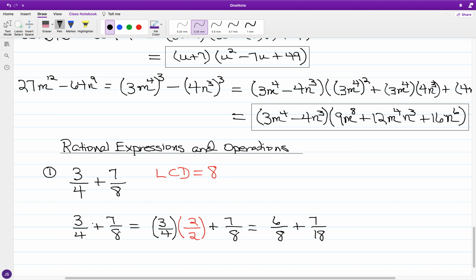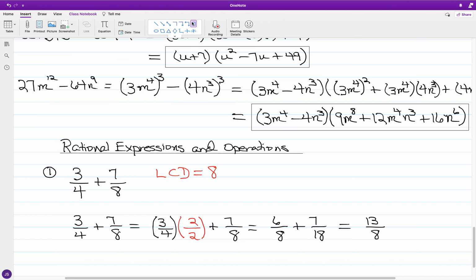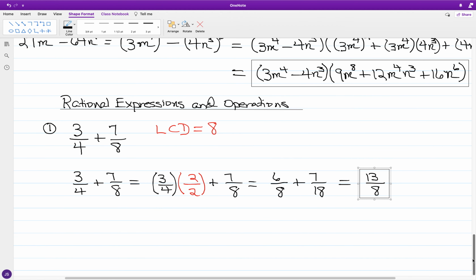So it's going to turn out that for the result for 3/4 plus 7/8, this will come out to 13/8. And you can write as decimal like 1.625, or as a mixed number like 1 5/8, or just keep it as the fraction 13/8.